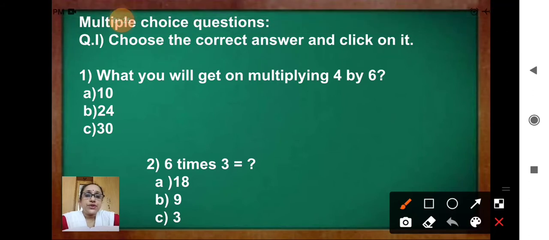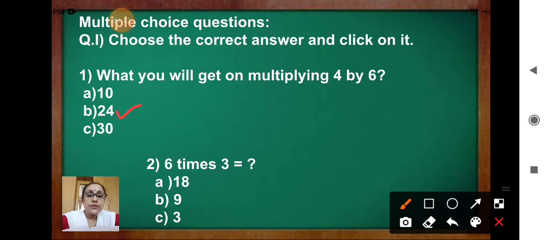Now the first question. What you will get on multiplying 4 by 6? 4 sixes are, see the options A, B, C. 3 options are given: 10, 24, 30. So the correct answer is, yes, you write in your notebook. 4 sixes are 24.